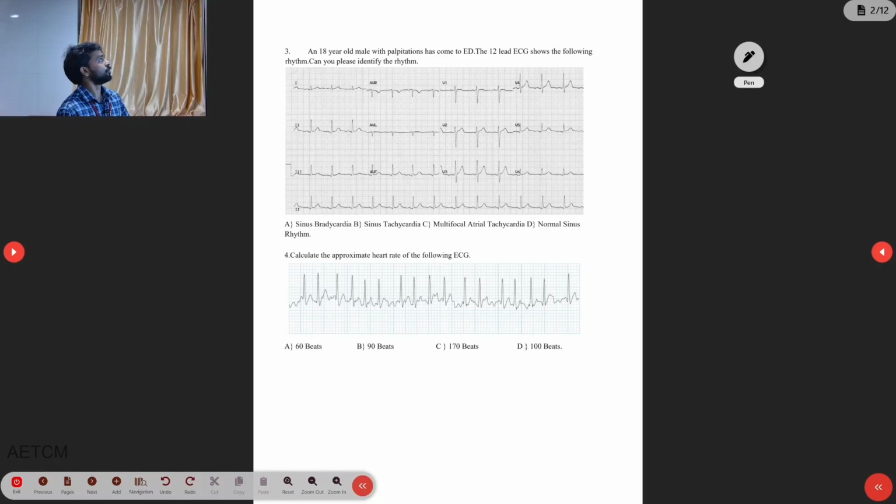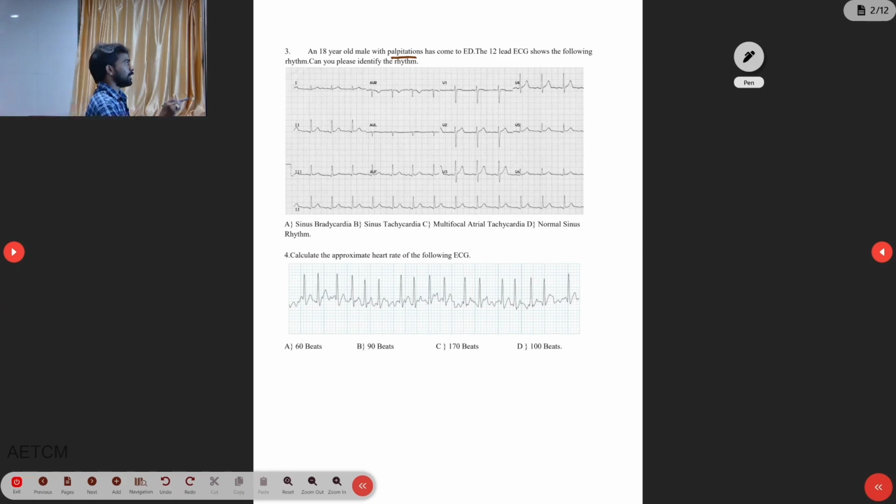Next we will move on to the third question. An 18-year-old male with palpitations has come to ED. The 12 lead ECG shows the following rhythm. Can you please identify the rhythm? The answers: option A is sinus bradycardia, option B is sinus tachycardia, option C is multifocal atrial tachycardia, option D is normal sinus rhythm.